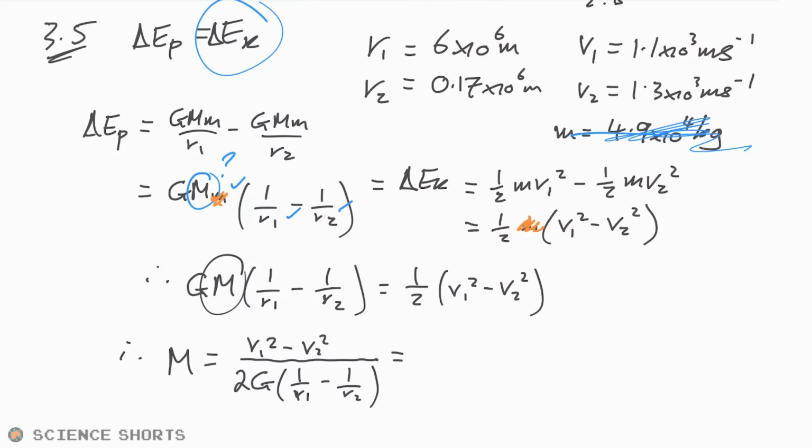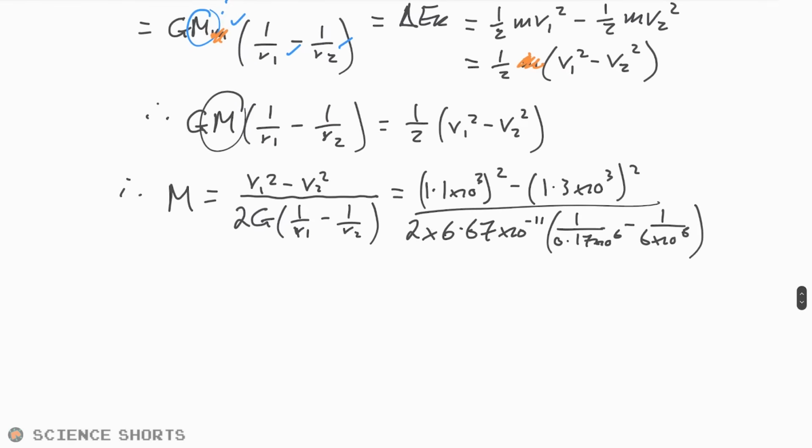So we have our V1 squared. It doesn't really matter which way around it is, to be honest. So 1.1 times 10 to the 3 squared. Do you know what? I'm not even going to do that, or am I? Let's leave it for now. I hate doing squares on standard form. It triggers me for some reason. There we go. What a mess.